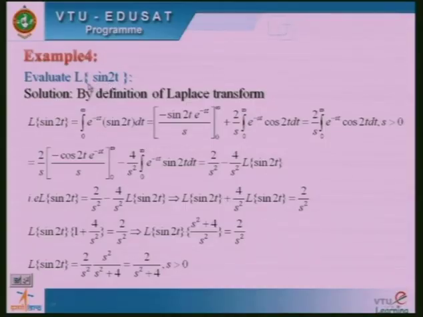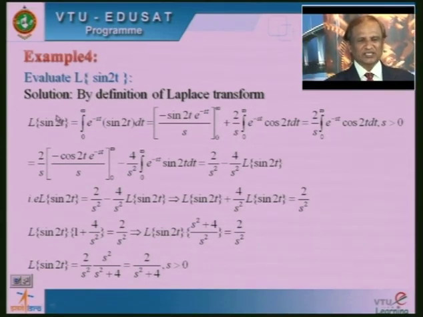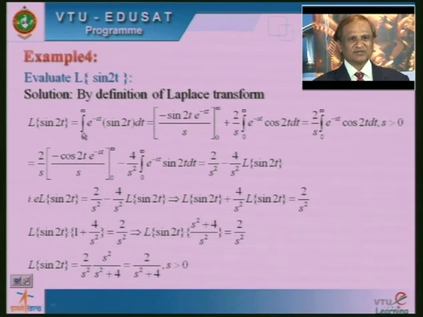Suppose the given function is sine 2t. How do we find the Laplace transform of sine 2t? By the definition of Laplace transform, you can replace f of t by sine 2t. So integration from 0 to infinity of e to the power minus s t, and again I have replaced f of t by sine 2t. When we observe this function, immediately I will know it is of the type product of two functions. Then I can go for integration by parts.